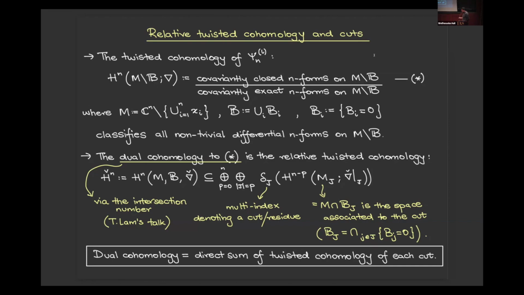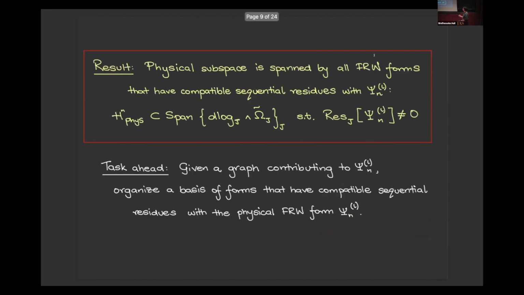And this symbol delta is the co-boundary symbol, and it induces a residue operation via the intersection number. And after doing some heavy lifting using intersection theory, we arrive at the first important result of our work, which says that the physical subspace is spanned by all FRW forms that have compatible sequential residues with the physical FRW form. So the task ahead is, given any n-site L-loop graph, we want to organize a basis of forms that have compatible sequential residues with the physical form we start off with.